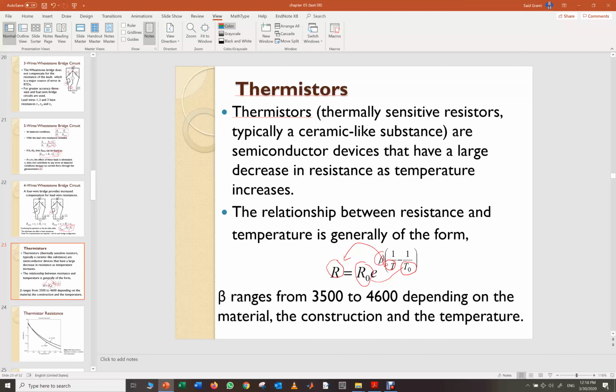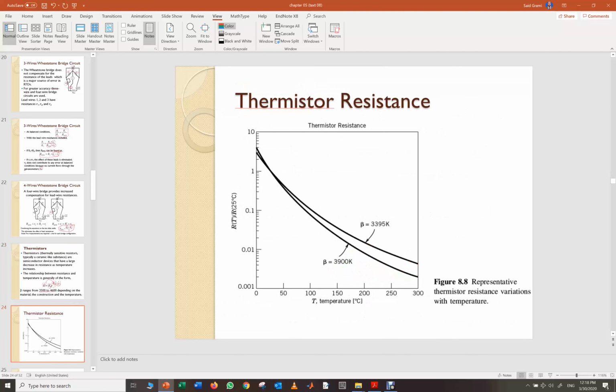So when we read R, we get T directly from this equation, because R0 and T0 are known, and beta is known. Beta ranges from 3,500 to 4,600. So this is the range of beta, depending on the material, the construction and the temperature. When we use a specific material, we get a specific beta.